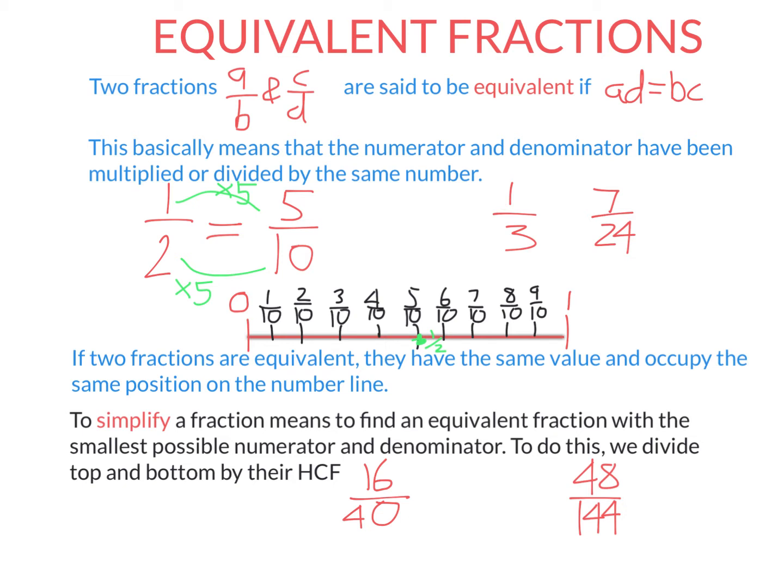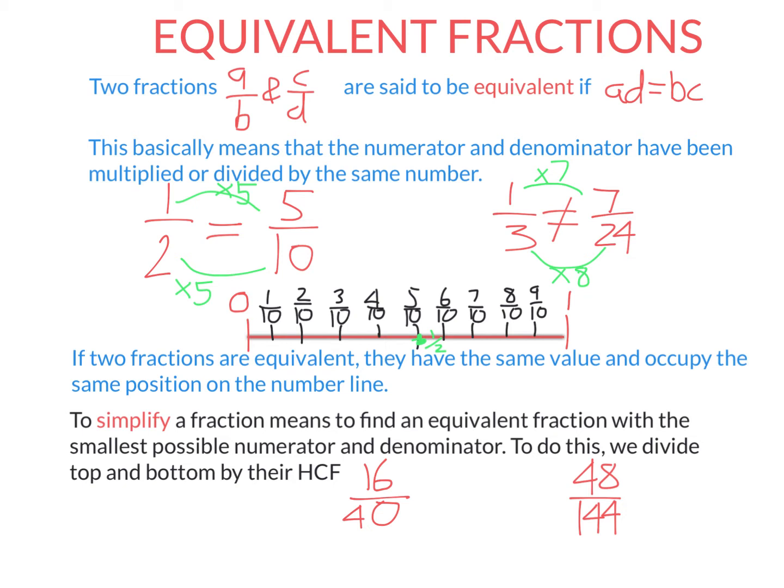But what about a third and 7 over 24? Would they be equivalent? Well, what's been done to the numerators, the top numbers, is you've times by 7. You have to times 1 by 7 to get 7. But you actually don't times 3 by 7 to get 24, you times it by 8. So the numerator's been multiplied by 7, the denominator by 8. The same thing has not been done to the numerator and denominator. So these two fractions are not equivalent. That's what this symbol means.